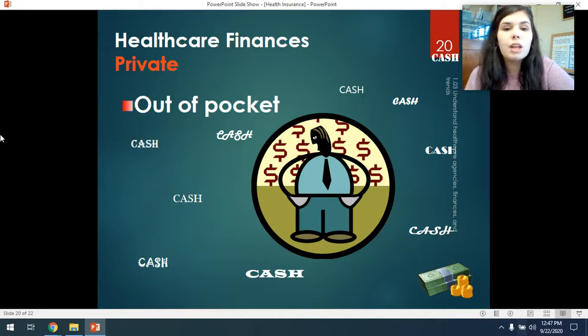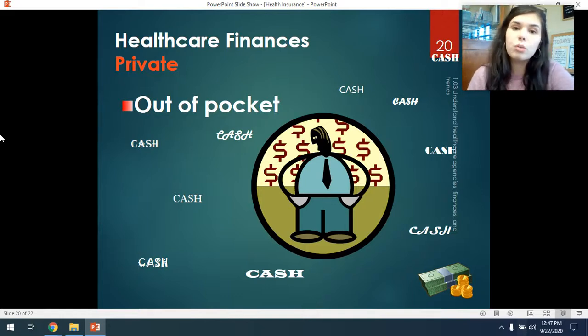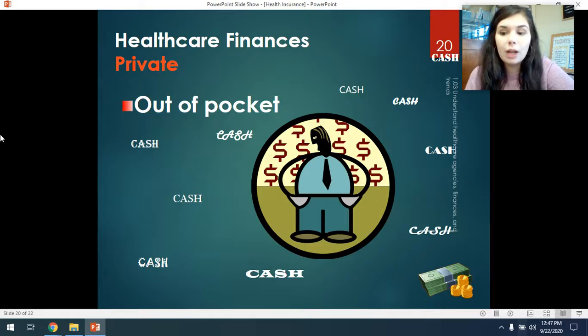I'm not really sure how the laws have changed since the Obama administration left and the Trump administration came into place. But I think that we're starting to see more of a shift where you are required to have health insurance and you're not really allowed to just pay out of pocket, because oftentimes people don't have the finances to pay up front for medical care.